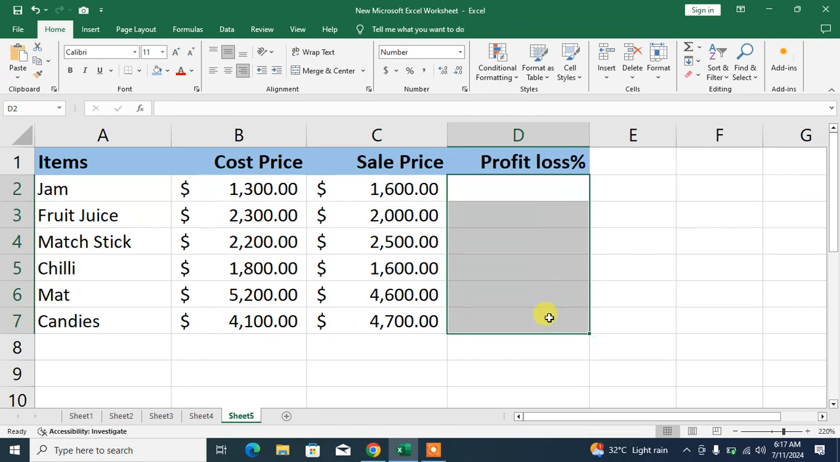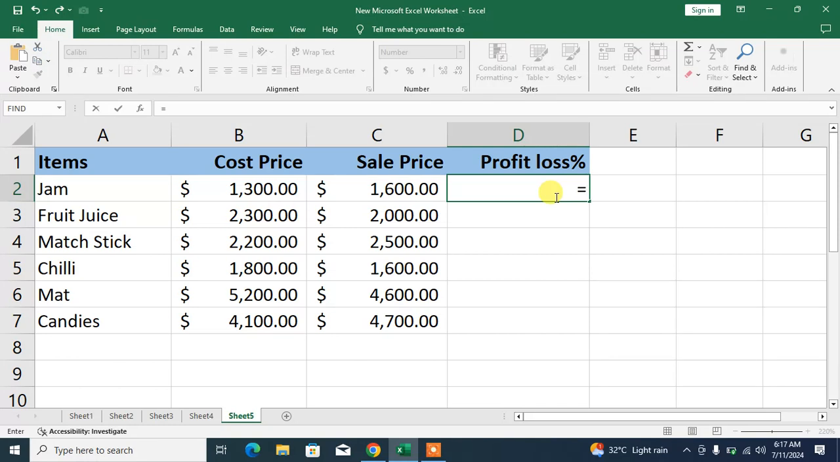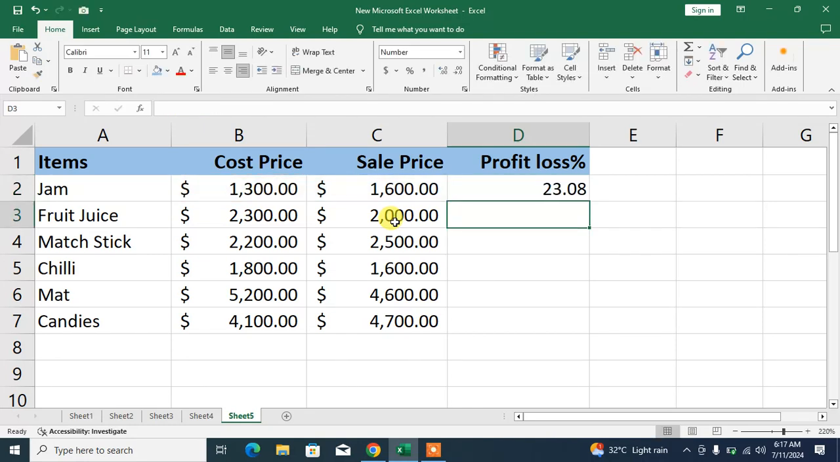Let's delete it first. Now friends, the formula is: type equal to, insert bracket, select the sale price cell, and then insert hyphen sign or minus sign, and then select the cost price cell. Now close the bracket, insert backslash. Now friends, again select the cost price cell. Now insert the sign of star by pressing and holding the shift key and then 8. Now type 100, press enter.